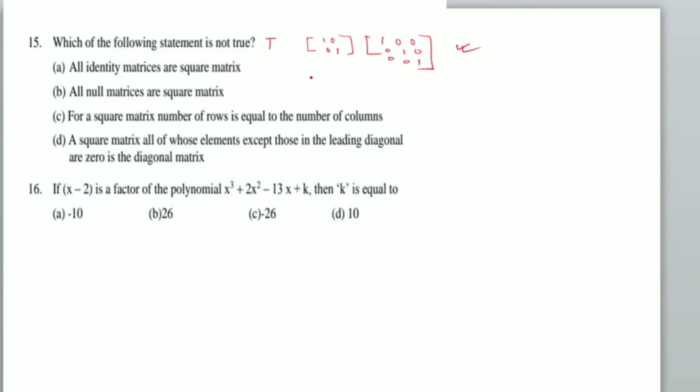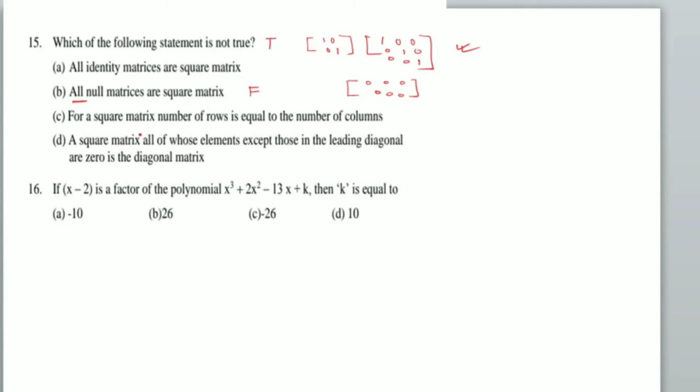Okay. Next one is all null matrix are square matrix. It is not true because the null matrix can be in the form 0 0 0 0 0 0. It is not a square matrix. So all null matrix are square matrix, it is a false statement.